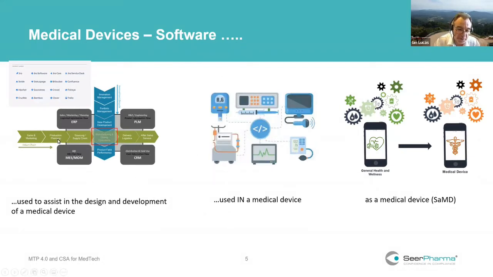And when CSA first came out, and I'll talk a little bit about CSA on the next slide, it was in this space. You can see this is equally applicable to med devices, biotech, pharma, anybody, because we all use these computer systems around the outside of our processes.